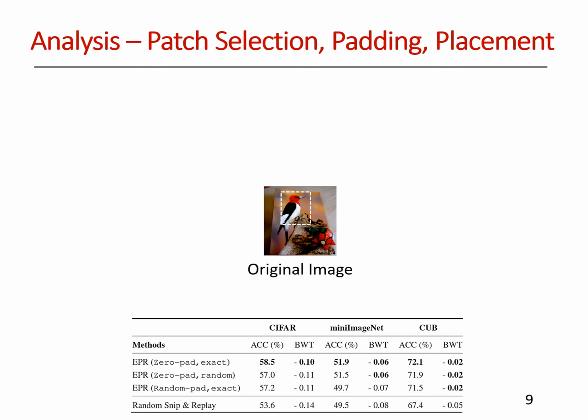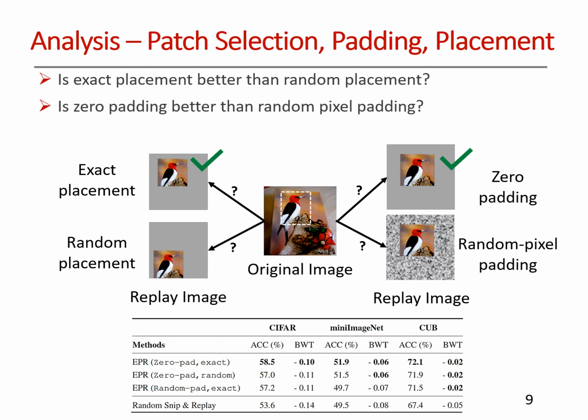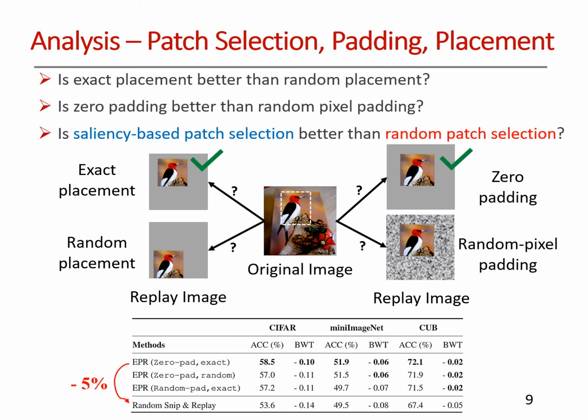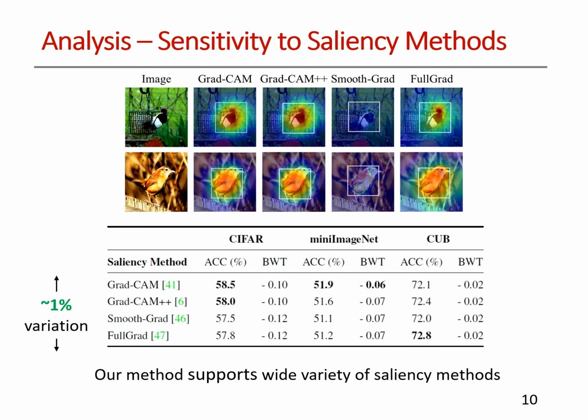Now, let's look at some analysis. We found zero padding works better than random pixel padding. Moreover, we found exact patch placement works better than random placement. Finally, we show saliency-based patch selection works significantly better than random patch selection. We also show other saliency methods like GradCAM++, FullGrad, and SmoothGrad can work with our method and achieve similar performance.